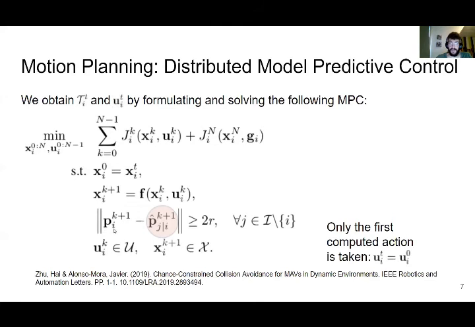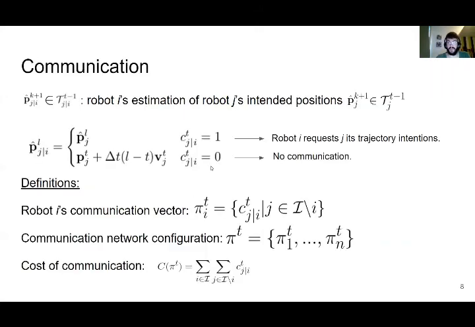In these collision avoidance constraints, we want our generated trajectory intentions not to overlap with the other robots' trajectory intentions. However, how do we obtain these trajectory intentions from other robots? Well, this depends on whether we communicate or not. If robot I chooses to communicate with robot J, then robot I will request J its trajectory intentions, meaning that the positions that we will use will be the actual positions computed by robot J. Otherwise, these positions will be generated by assuming a constant velocity model.